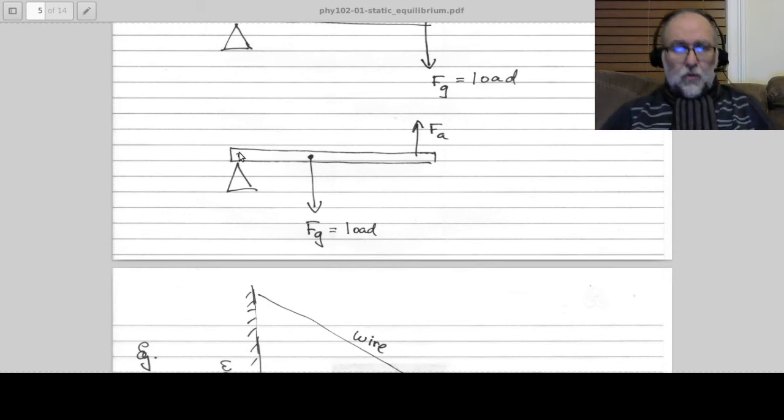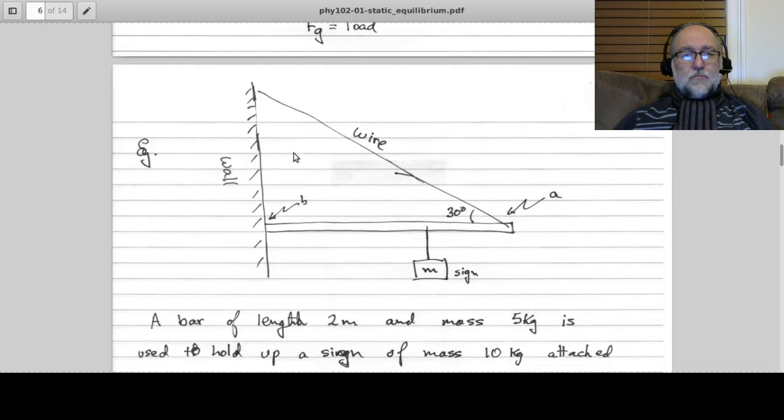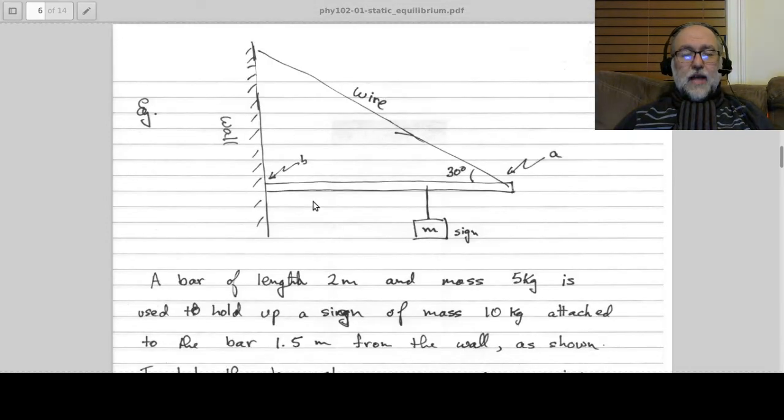All right, so that was a pretty easy problem. We're going to do two more problems of increasing difficulty. So here's another one, and here's the diagram. You have a bar here, and this bar has a length of 2 meters and a mass of 5 kilograms. In the previous problem, even though I didn't say it, I assumed that the bar the lever was made out of was of negligible mass. But here, no, the bar has a mass of 5 kilograms.